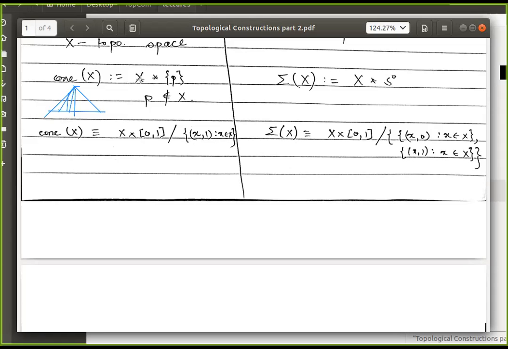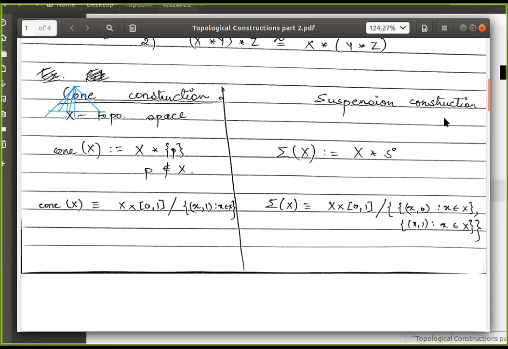The other one is the suspension construction, which is similar to the cone construction, the only difference being that there we took the join of x with 1 point. In the suspension, we take the join of x with 2 points. So it's more or less like you have an x here, there is a point, let's say z, and there is some other z prime. And now from this, you do the entire cone construction on X, and from this also, you do the entire cone construction on X. And you, of course, fill in all of these possible lines. So this is your suspension.